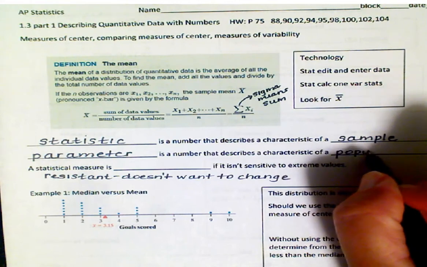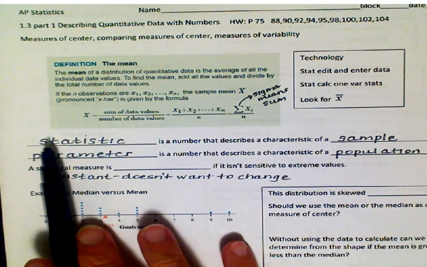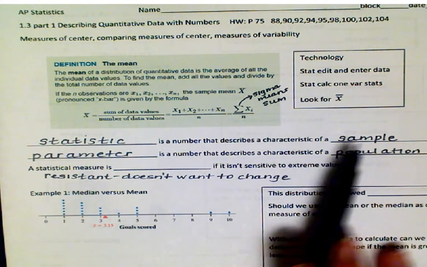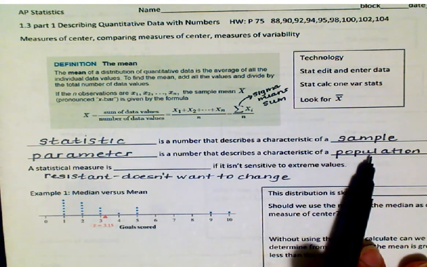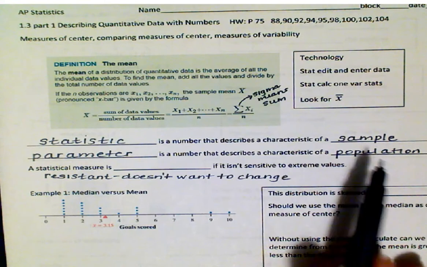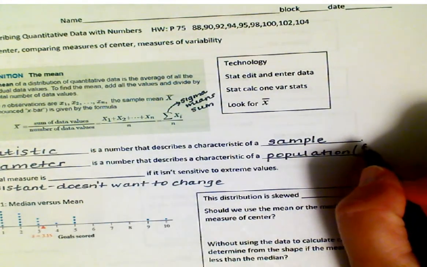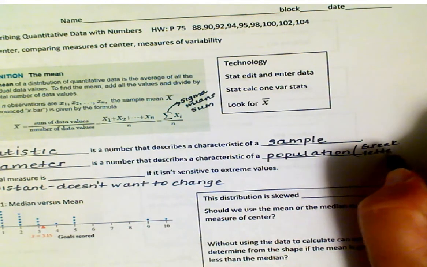Okay, and so an easy way to remember this is the S's are together. A statistic describes a characteristic of a sample, and a parameter describes a characteristic or a statistical measure of a population. I will tell you that with a parameter, they always use Greek letters. So I'm going to give you an example here.